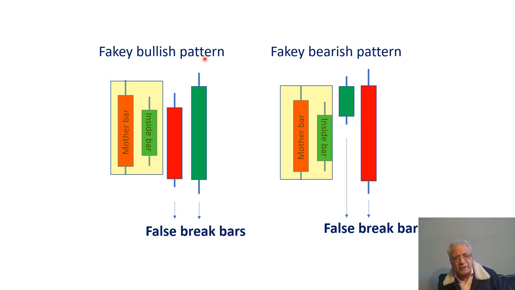This is the fakey bullish pattern. This is the mother bar that you see here, and that is the inside bar. As soon as you see this, it suggests the trend is going to go downward, so you exit the market. And suddenly after this, the price goes way up. Those traders who already exited the market lose lots of money as the price goes way up after that. Now this is another pattern.